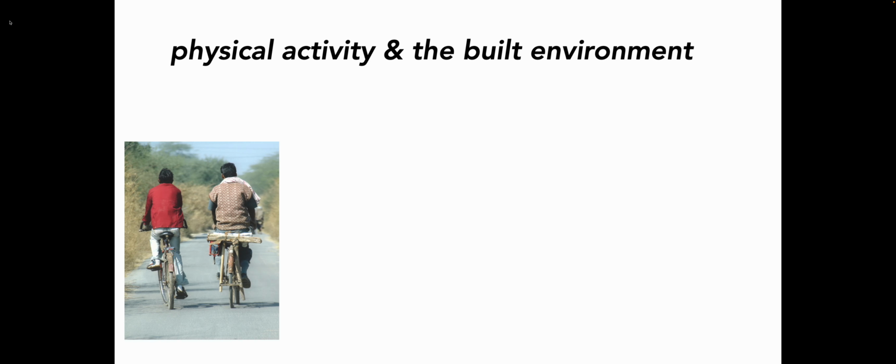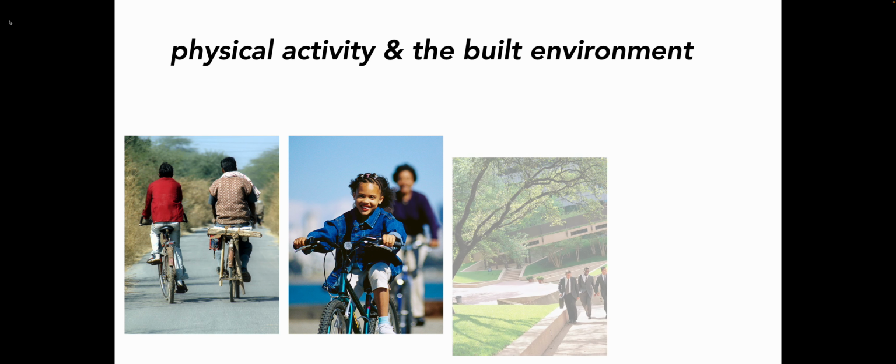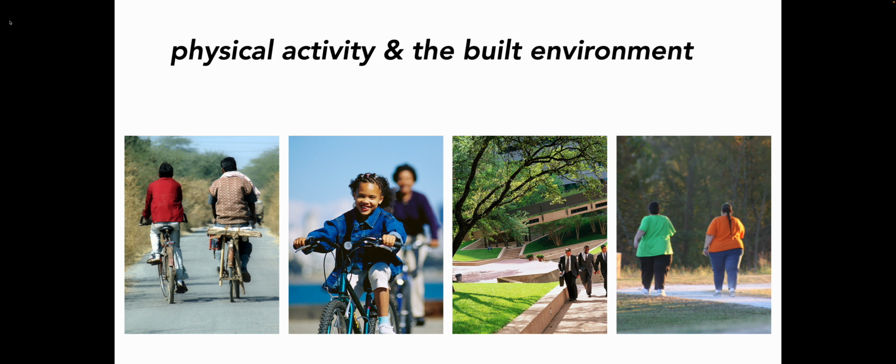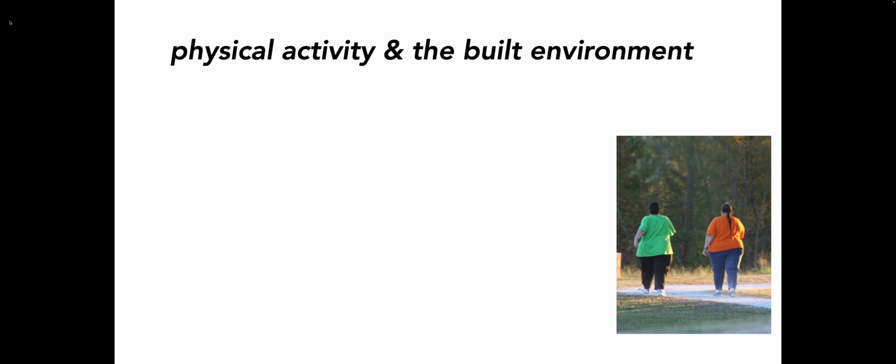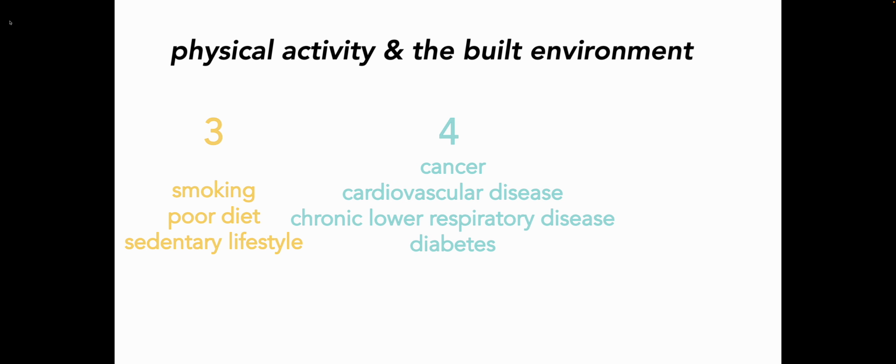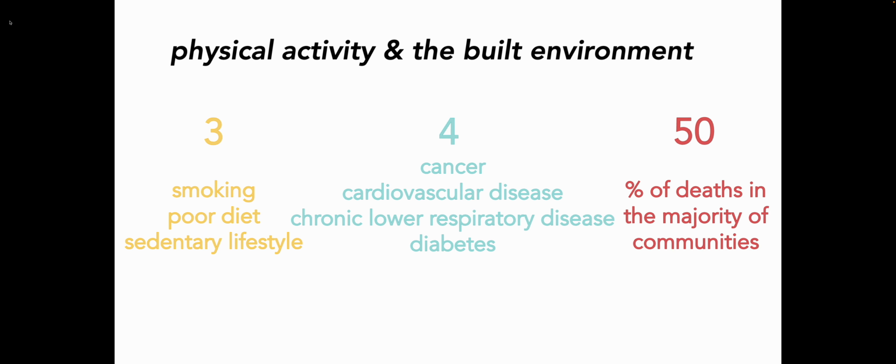So why measure features of our built environment? For one, the built environment is critical for physical activity, and physical activity is central to achieving and maintaining good health. The Oxford Health Alliance has been promoting a simple message that you can easily remember and pass on to others: 3, 4, 50. There are 3 risk factors: physical inactivity, poor diet, and smoking, which contribute to 4 chronic diseases: heart disease, type 2 diabetes, lung disease, and some cancers. And these diseases account for more than 50% of deaths worldwide.